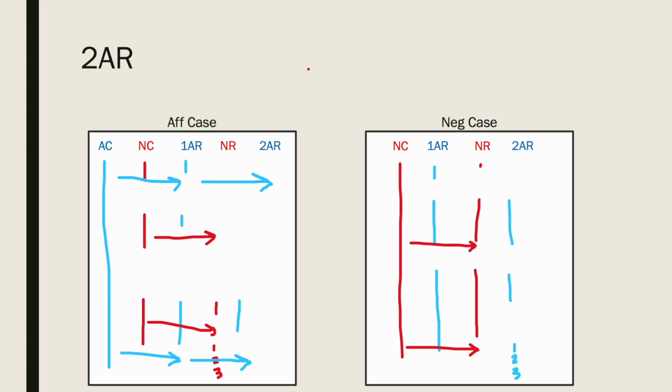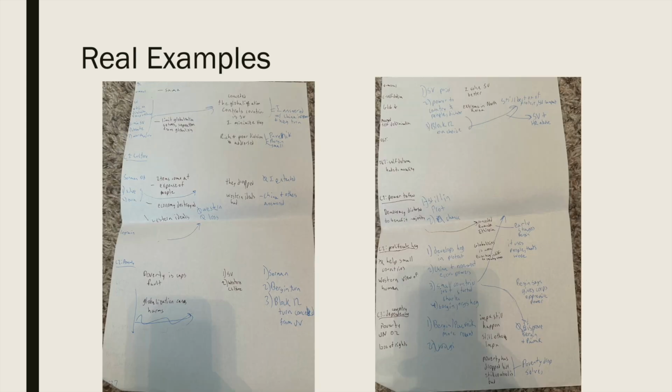And then finally, the 2AR is going to be pretty similar to the 1AR. It's going to start by extending and defending the affirmative case, and then it's going to go through with its refutation of the negative case and end with voters 1, 2, 3 at the bottom of that far right column. So this is the natural progression of the round, and just a breakdown of what the color scheme might look like. So now let's look at some real examples.